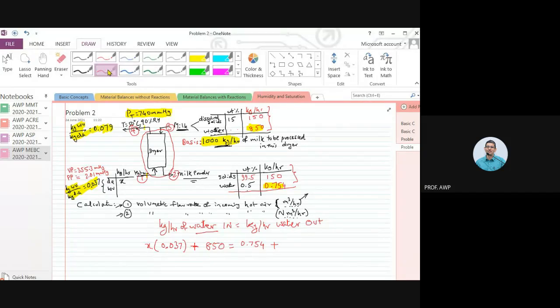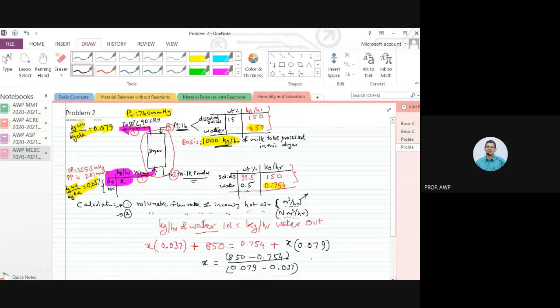Now the dry air is going to remain the same. Whatever is the dry air coming in, same amount of dry air must be going out. That's why we do calculations on the basis of kgs of water vapor per kg of dry air. So how very simple it becomes. Water going out must be x multiplied by 0.079. So then we can find x: (850 minus 0.754) divided by (0.079 minus 0.037).